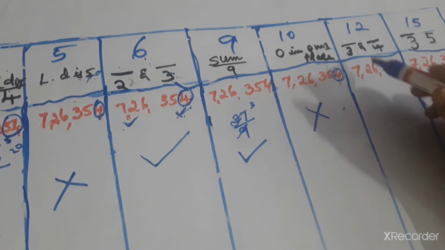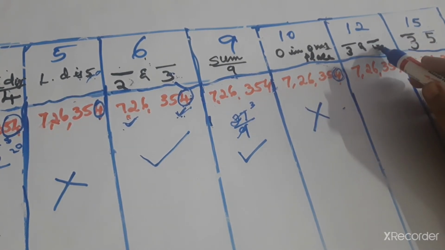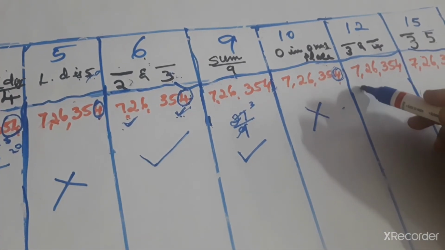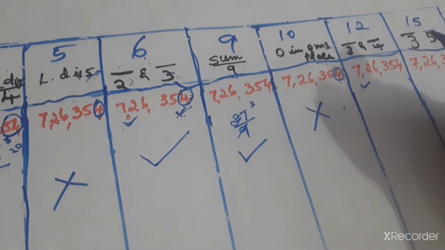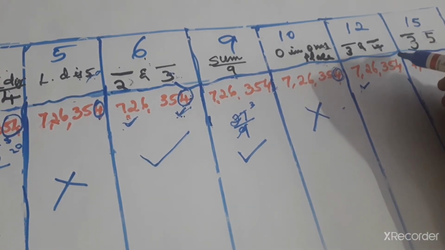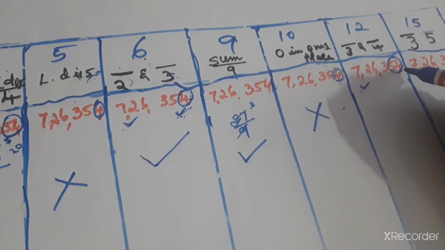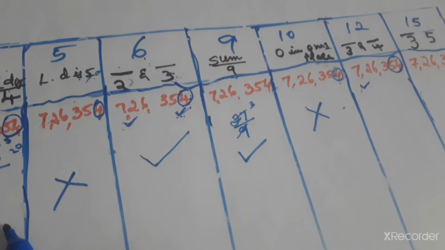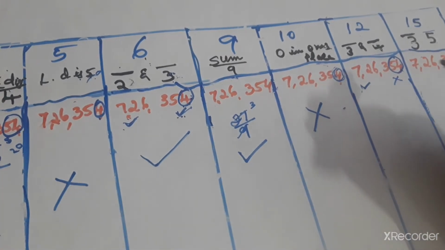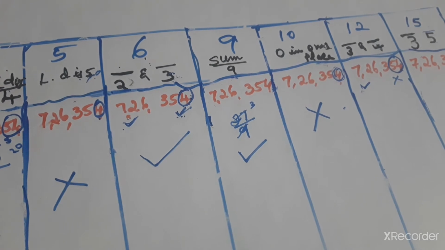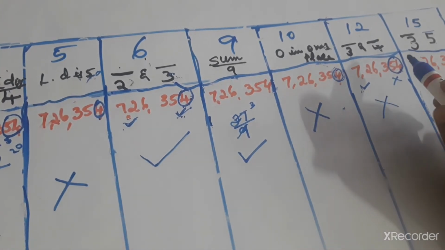Now 12. So for 12 we have to check 3 and 4. Divisible by 3 we already checked. Total divided by 3, so by 3 it is dividing. And divisible by 4 means the last 2 digits. The last 2 digits are 54. 54 divided by 4 means we are getting 13.5. So it is not dividing with 4. It should be divided with both 3 and 4. It is dividing with 3 but not with 4. So no, it should be both.